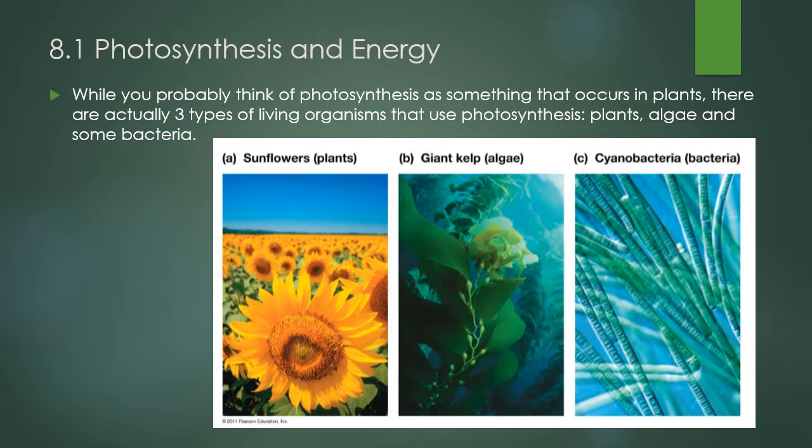You probably think of photosynthesis as something plants do, if you've thought about it at all before, but there are actually three types of living organisms that use photosynthesis, and these are plants, algae, and certain types of bacteria, such as cyanobacteria.